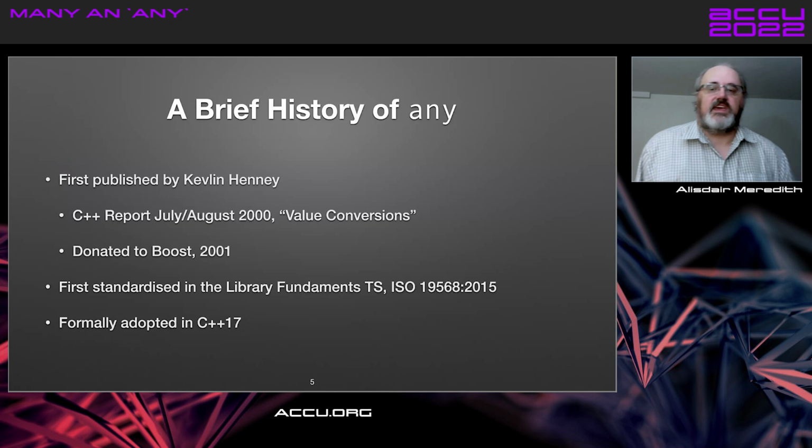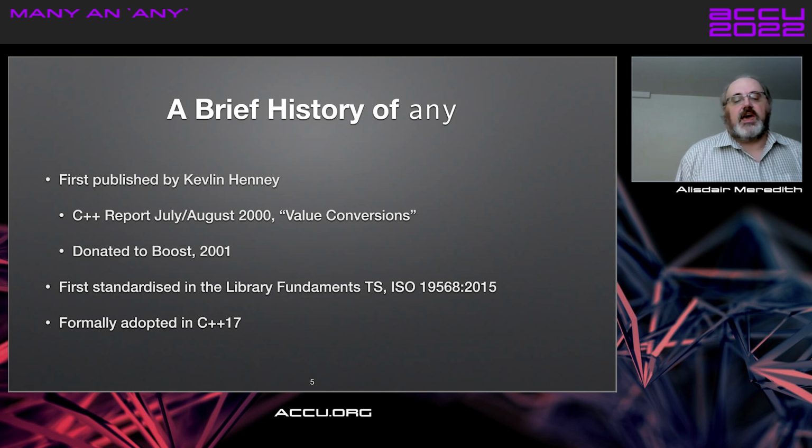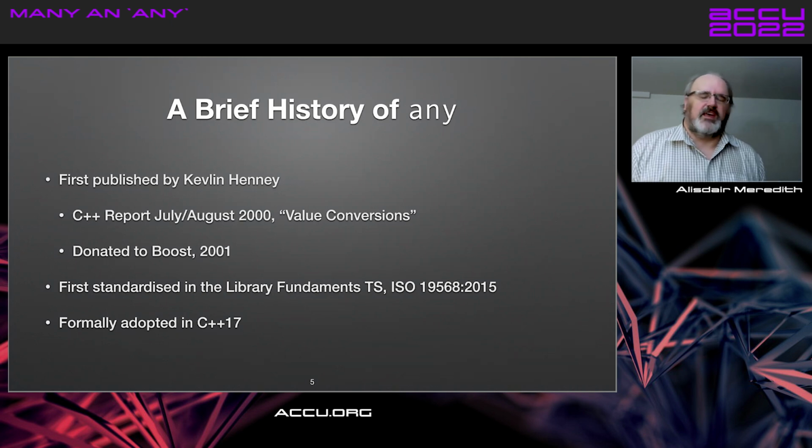So, a quick brief history of whatever this any is. It was first published by our very own Kevin Henney in the C++ Report magazine, July-August 2000, under an article called Value Conversions, and was shortly thereafter donated to Boost, which was still in the very, very early days of Boost, around about 2001. So the topic we're looking at is just over 20 years old and was implemented originally in C++03, so it doesn't require all sorts of fancy modern shenanigans to implement this.